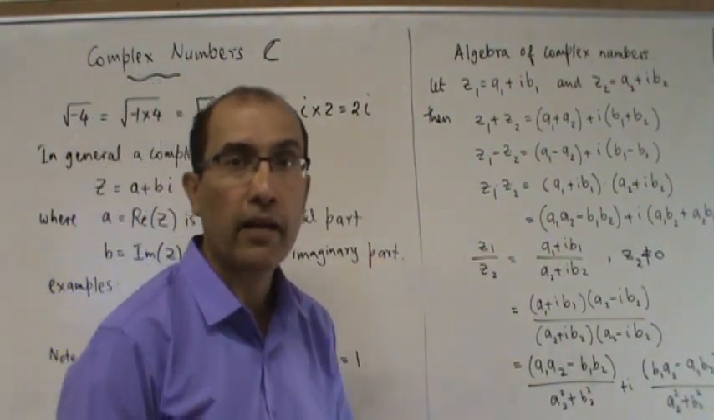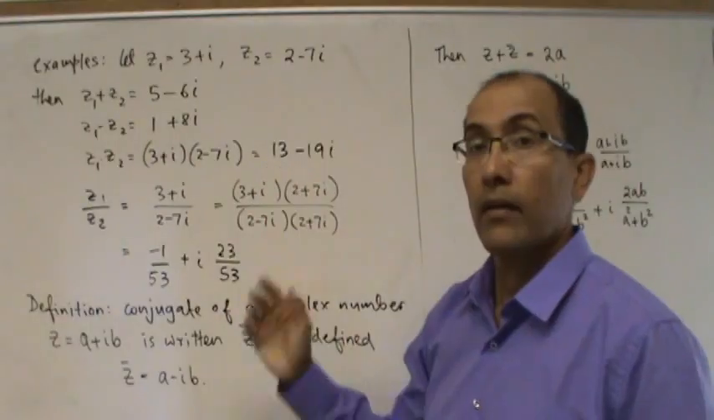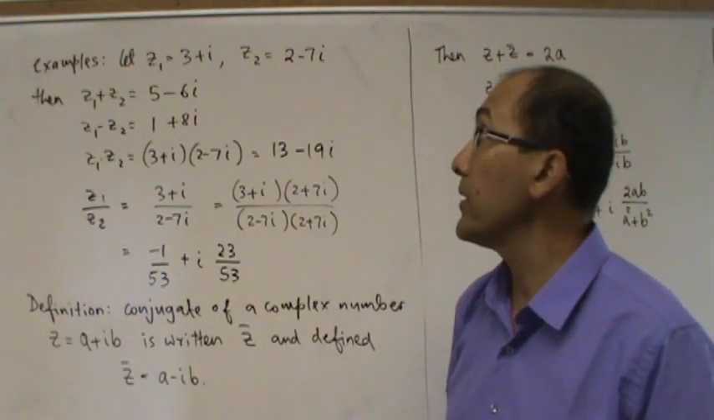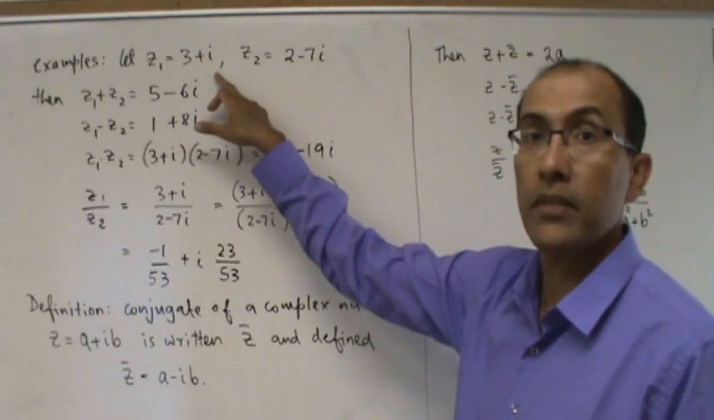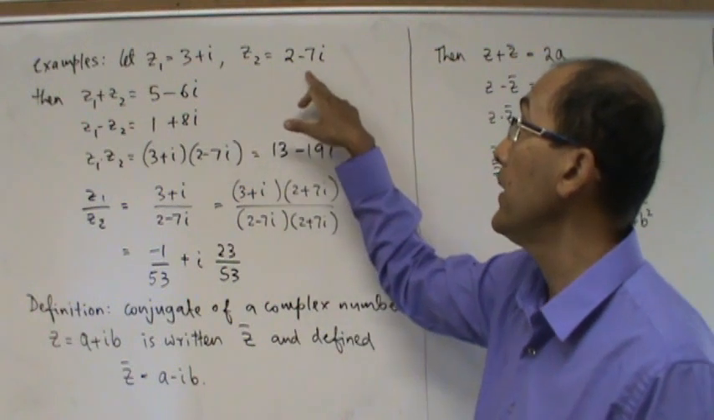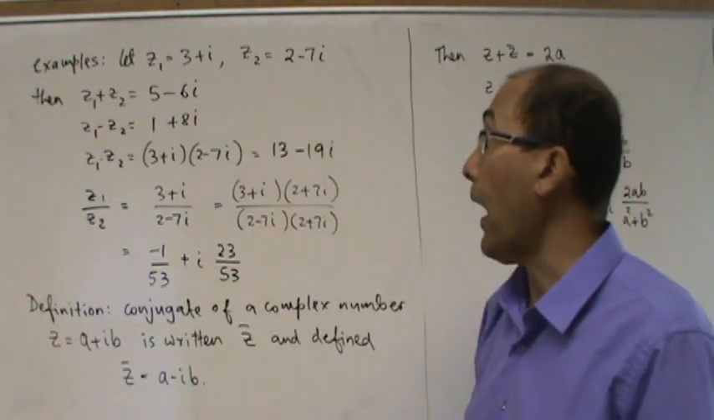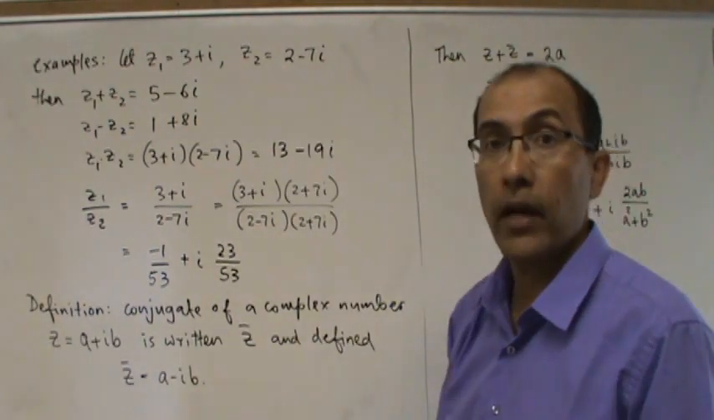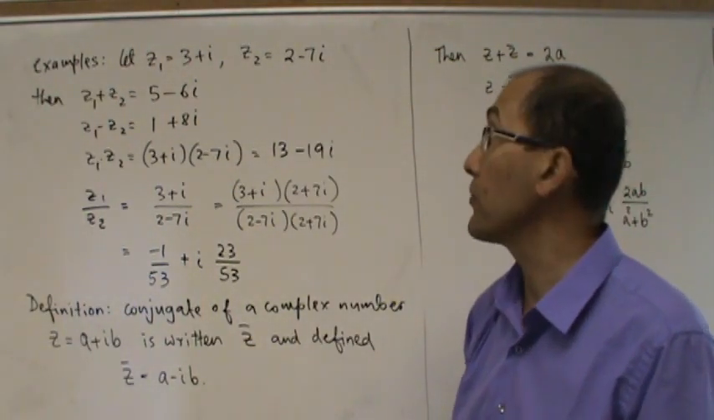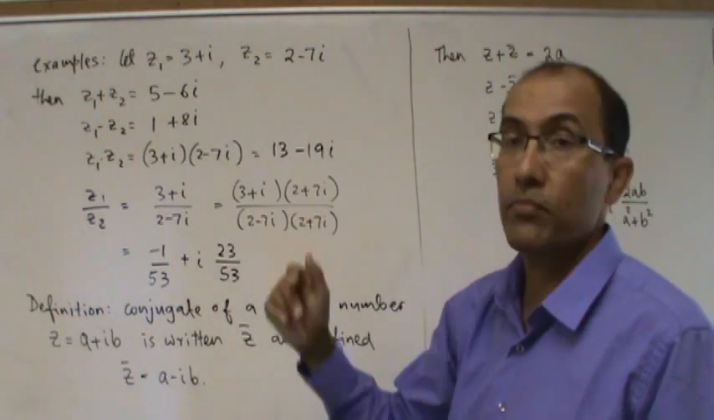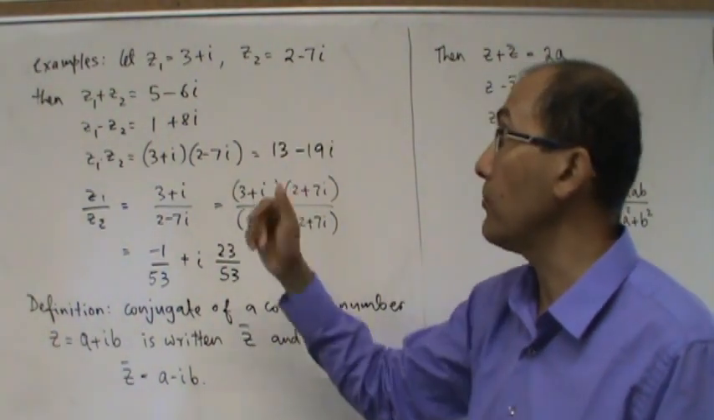Let's look at a few examples. So here are some examples. Suppose I have two complex numbers, Z1 is 3 plus i and Z2 is 2 minus 7i. Then I can add them. I add the real parts together and the imaginary parts together to get that. I can subtract and I get that complex number.